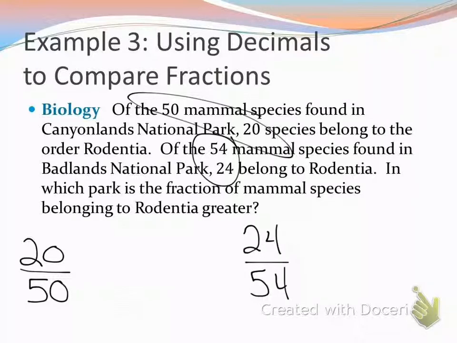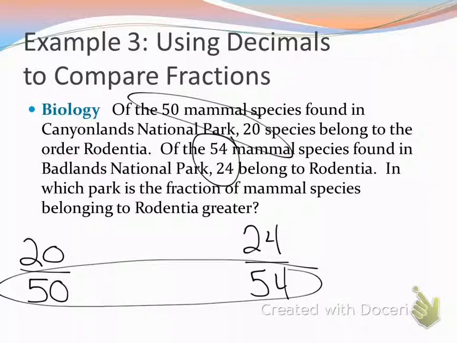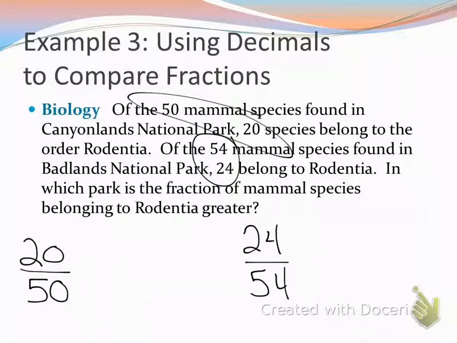But before, in the last chapter, we would simply find an LCD. But an LCD for 50 and 54, that's going to take a long time. So there's another way that I can compare them that's much easier. I can just change my fraction to a decimal. So let's convert 20 over 50 to a decimal and 24 over 54 to a decimal, and then compare their decimal values.